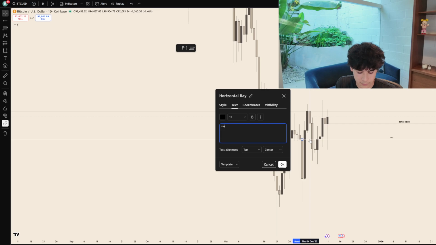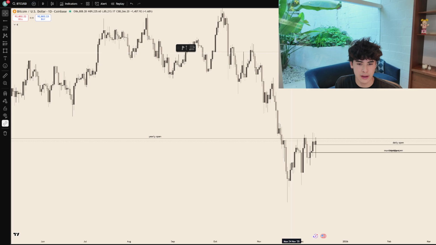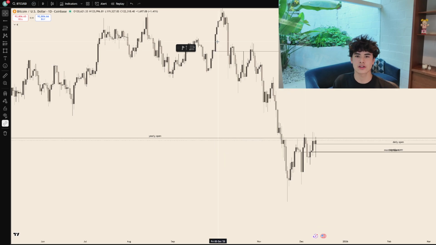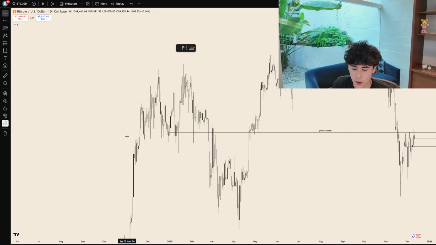Monthly open, and then okay, so now that you have all 5 of these levels marked out on the chart, you might ask, what do these tell us? Well, these are just going to be very key areas where you might expect price to come within. So let's just first start off with the yearly open.